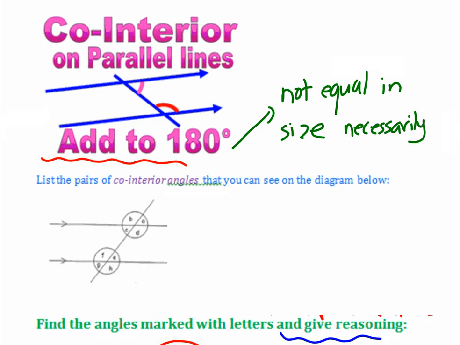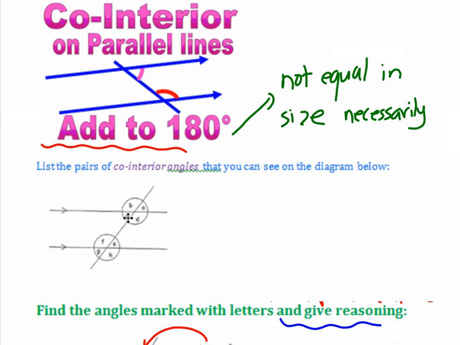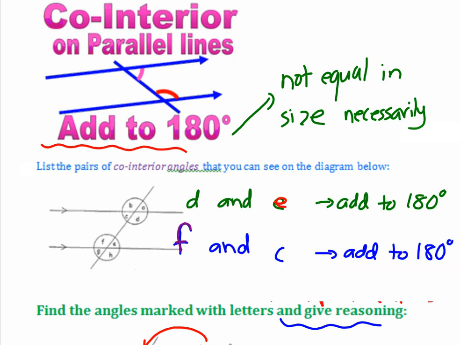List the pairs of co-interior angles that you see on the diagram below. They have to be inside the parallel lines. So not these two, because these two are alternate interior and they're equal. Co-interior are on the same side of the transversal and inside the parallel lines. So D and E add up to 180 and C and F add up to 180, because it makes sense. One's acute, one obtuse, so they can't be equal. So D and E add to 180, plus also F and C add to 180. They're co-interior, interior meaning they're inside the parallel lines.